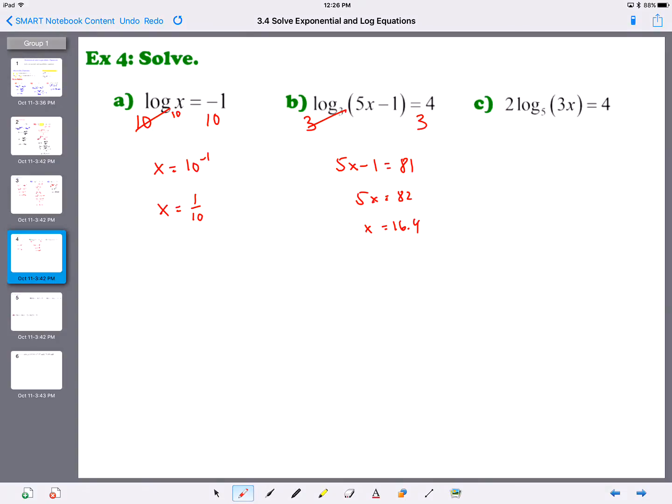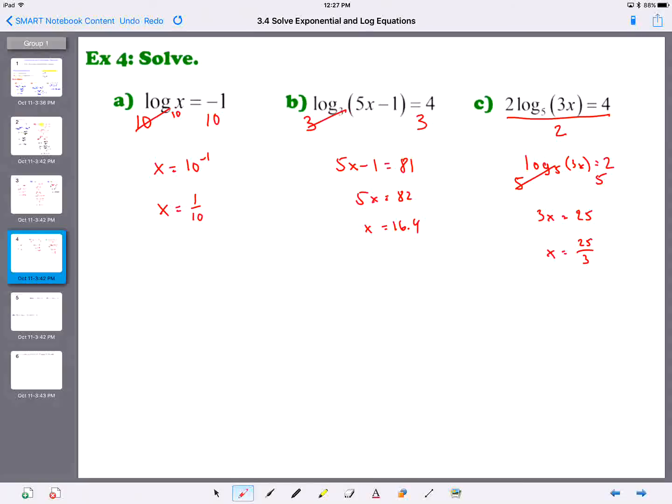Or because on this one it's equal to a number over here, if this was equal to a logarithm it wouldn't work, but since it's equal to a number, if we divide everything by 2, the 2 cancels and you're left with log base 5 of 3x is equal to 4 divided by 2, which is 2. Now go ahead and do 5 raised to log 5 and 5 raised to the second. That cancels. 3x is equal to 5 squared is 25. Divide by 3. X is equal to 25 thirds. And there you go. So more logarithm stuff.